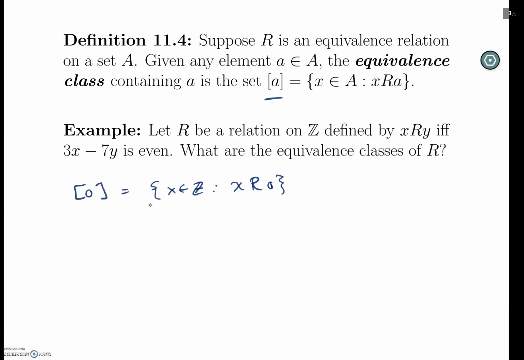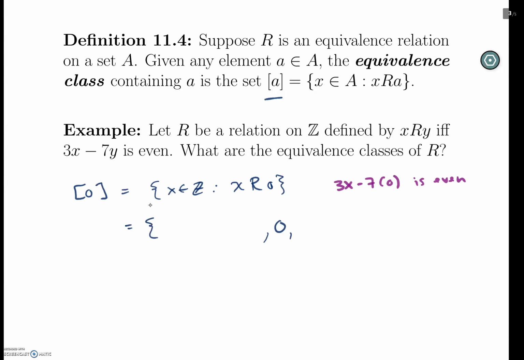So if we do a little bit of thinking off to the side here, that means that 3x minus 7 times 0 is even. That's what we need to figure out. Which x's make that a true statement? Well, because it's an equivalence relation, we know that 0 is definitely related to itself. So what about 1? Is 1 related to 0?